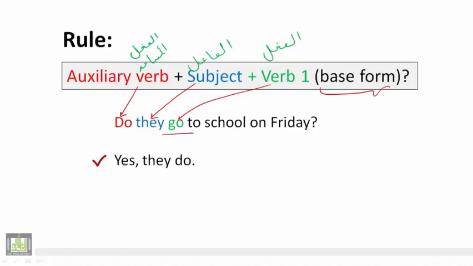So we say yes and we use the same subject, نستخدم نفس الفاعل, and we use the same auxiliary verb, ونستخدم نفس الفعل المساعد. In case it is negative, في حال كانت الإجابة بالنفي, you start with no, comma, they as the subject, الفاعل, and do as the auxiliary verb, but it is don't because we have no.